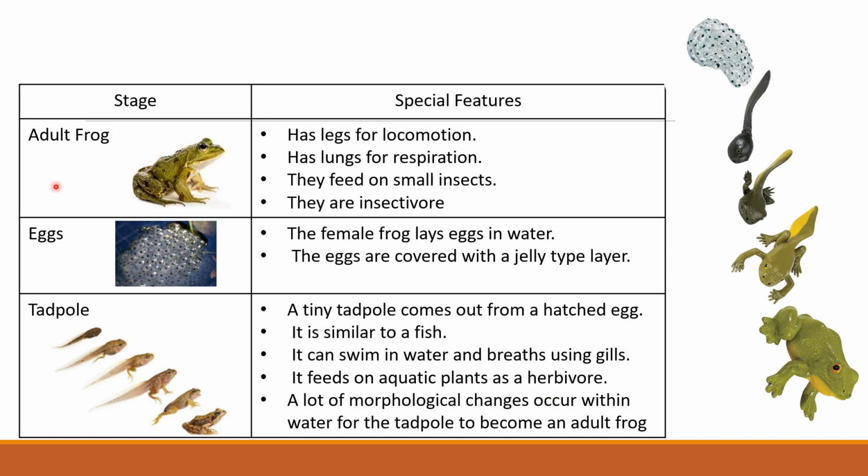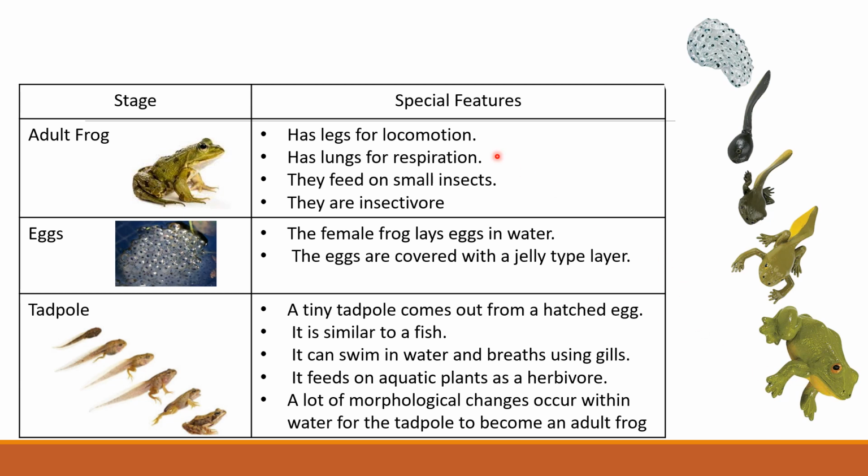So if you consider the adult frog, it is an insectivorous animal. But here this tadpole depends on the plant matter, so it is a herbivore. And this tadpole undergoes different morphological changes, and here it is clearly explained in this diagram. And finally it becomes the adult frog.